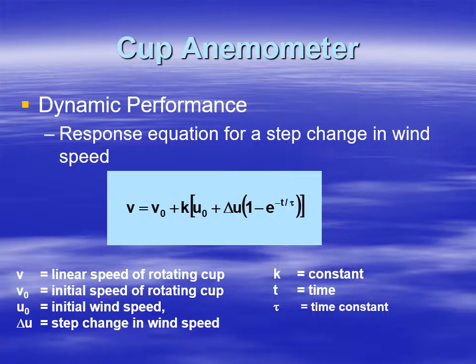So the linear speed of the rotating cup depends, of course, on its initial speed and also the initial velocity of the wind and how much the wind changes, and then also the time constant. All confusing, huh?